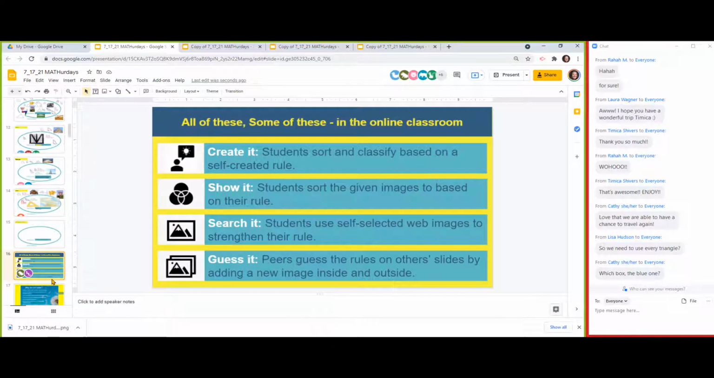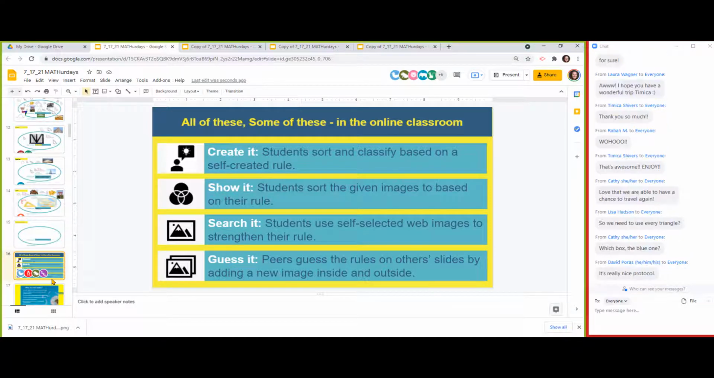But on slide 16, I have the protocol of how we can make this task more rigorous each step of the way. The students are the ones who create the rule. They're the ones who show it with their pieces. That'll help them stay on the objective or big idea. Then they search. Then they guess it through a search. And each of these brings up that level of thinking a little higher.